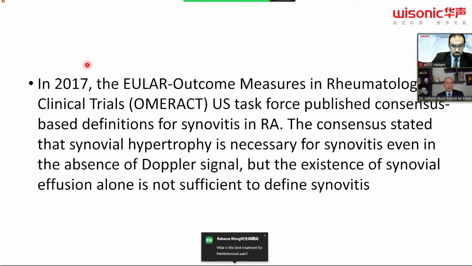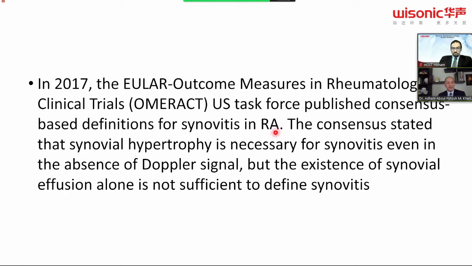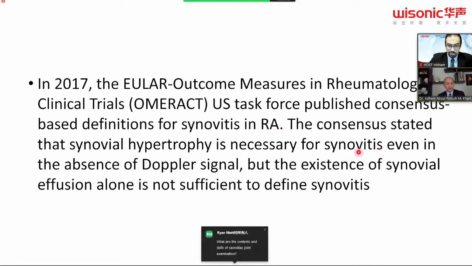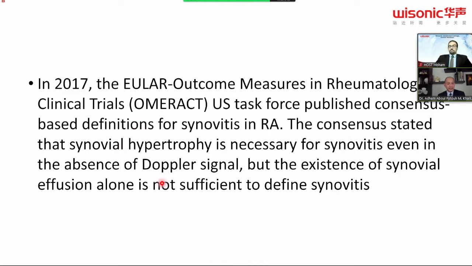Now remember that in 2017, when the Euler Omer Act Committee released the definitions, the effusion can be seen for synovitis, but it can be seen with grayscale even in the absence of Doppler signal. But the existence of synovial effusion alone is now not sufficient to define synovitis. They think that we can have a synovial effusion for many other reasons.